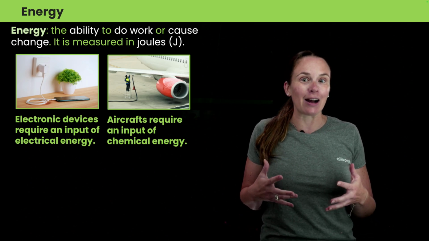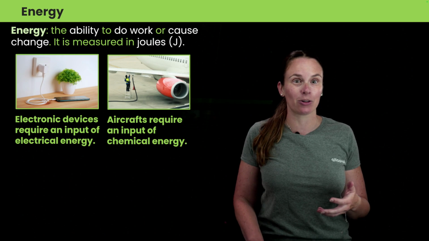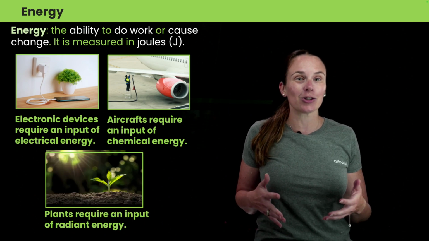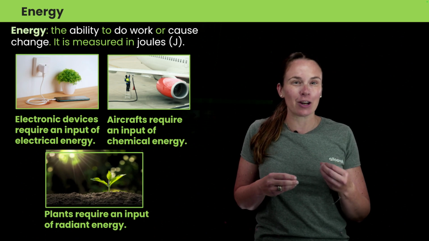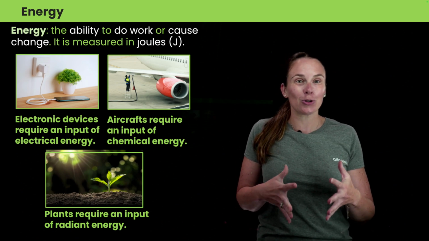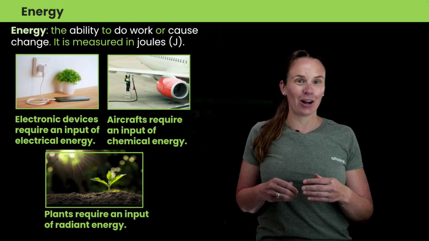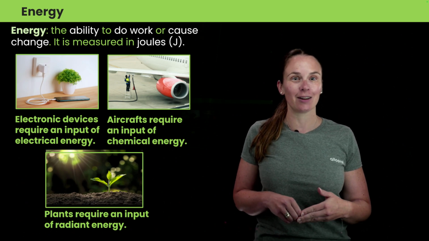If we look at aircrafts, they require an input of chemical energy through jet fuel. Fossil fuels are chemical energy. And then finally, we also have plants. Through photosynthesis, they need that energy from the sun, that radiant energy, in order to produce their own food. So in order to do that work, they need an input of energy. So any system, doesn't matter which, needs that input of energy.